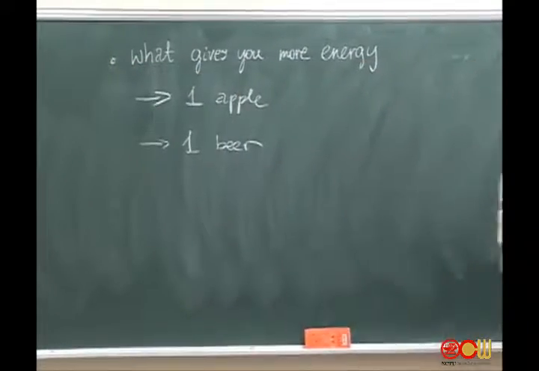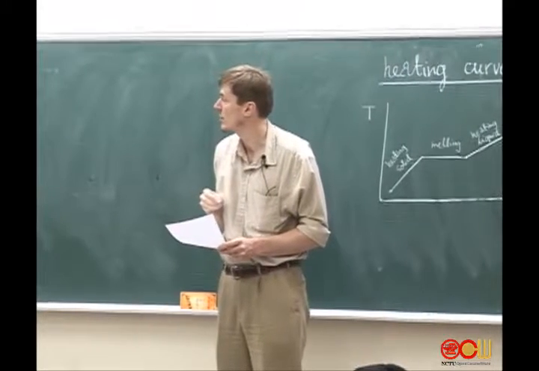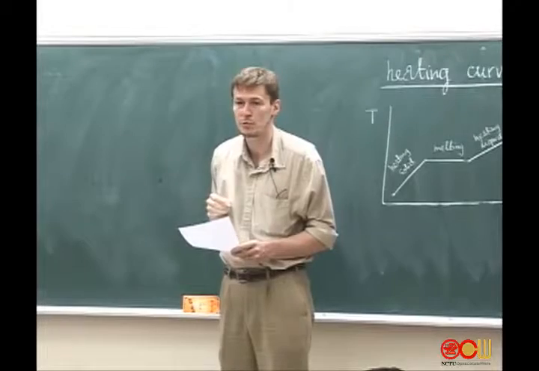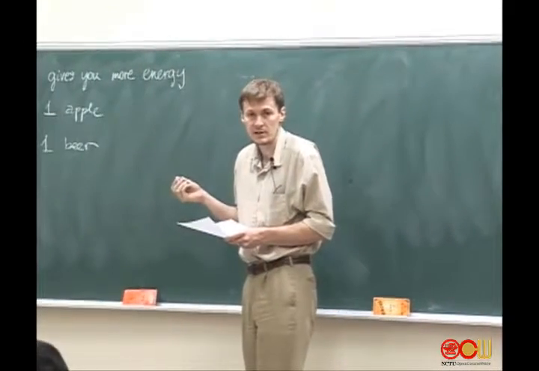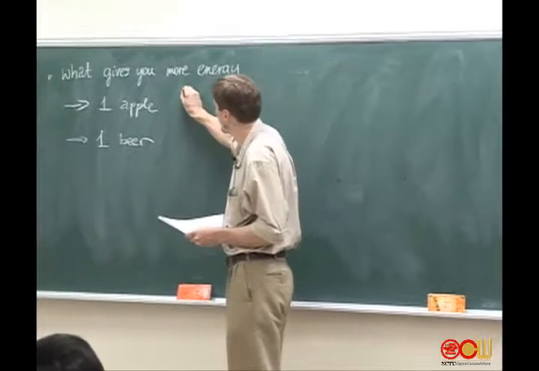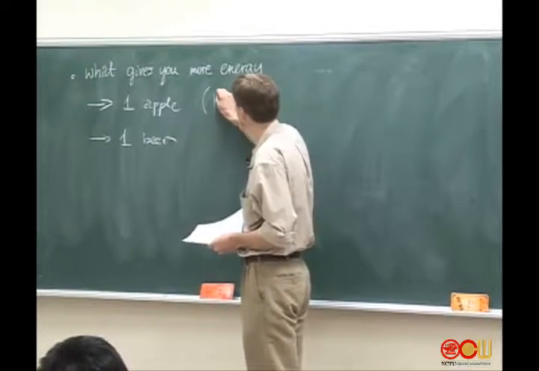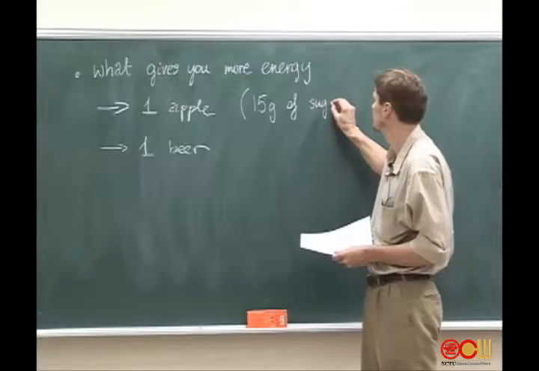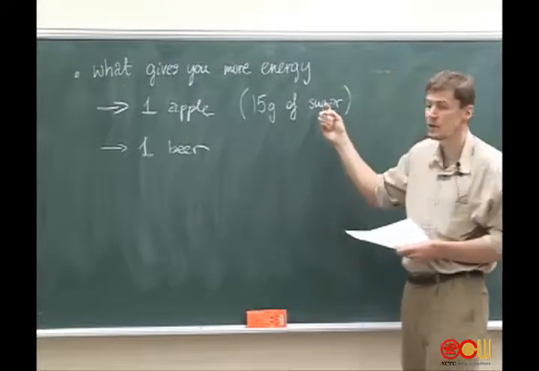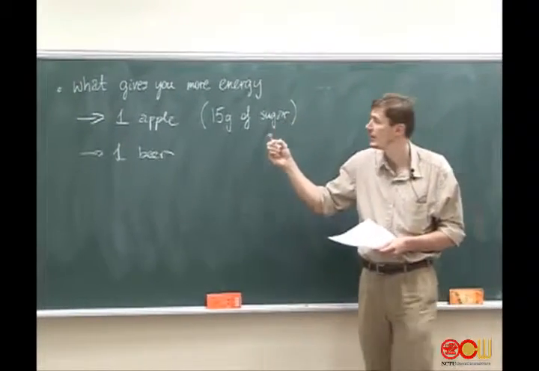Let's try to use the data, and let's try to use chemistry to judge what gives you more energy. Of course, we have to do many approximations. First, that apple has only sugar, and I'm assuming here that one apple has 15 grams of sugar. So clearly this is not a Taiwanese apple. Taiwanese apples are sweeter.